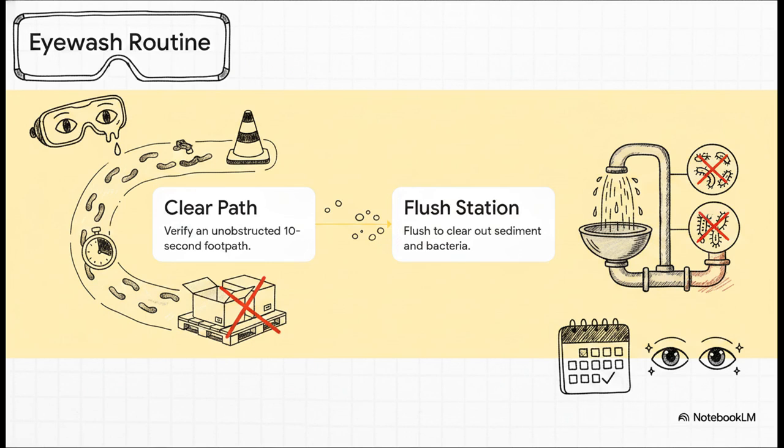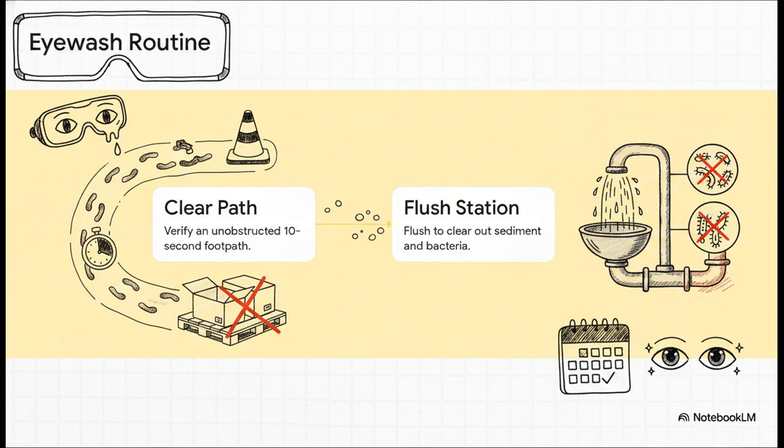If a chemical does happen to splash into your eyes, you have exactly 10 seconds to reach an emergency eyewash station. That footpath has to be entirely clear, no pallets or boxes blocking the way. But here's a surprising and honestly kind of terrifying fact. Stagnant water in printing facility pipes can grow dangerous bacteria like Legionella or Acanthamoeba.